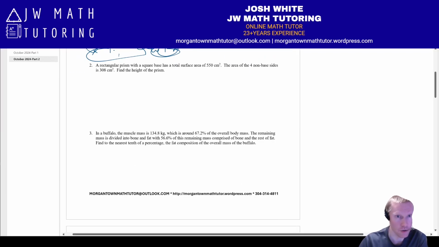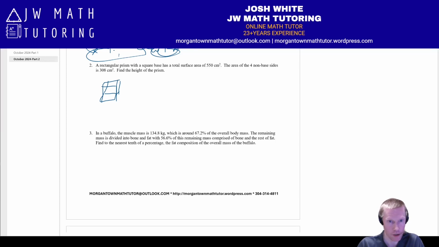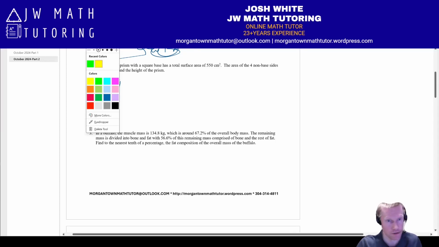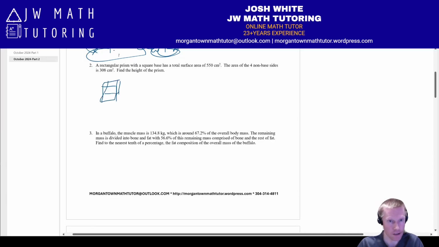All right, question number 2. Here we have another rectangular prism problem. Got a square base, looks something like this. We know its total surface area. We know the area of the 4 non-base sides, so that means the 4 vertical sides in my picture: front, back, left, and right. And they want to know the height of the prism.